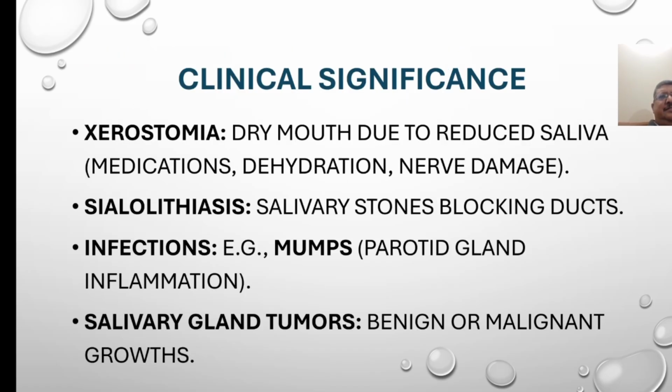Clinical significance: xerostomia, dry mouth due to reduced saliva because of medication, dehydration, or nerve damage. Sialolithiasis, salivary stones blocking ducts. Infections, for example mumps, parotid gland inflammation. Salivary gland tumors, benign or malignant growths.